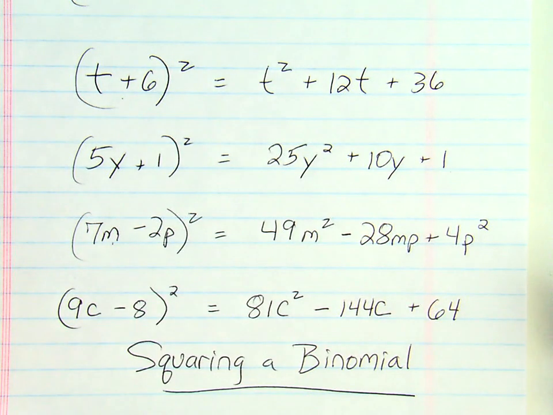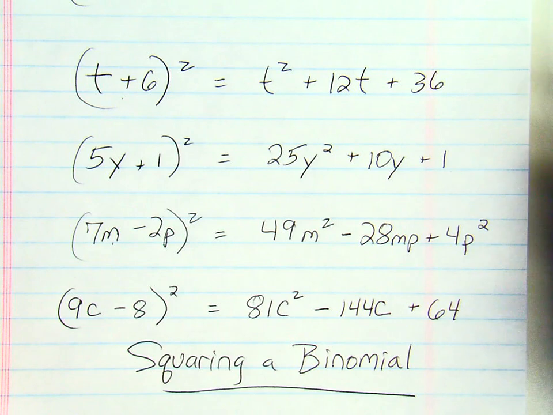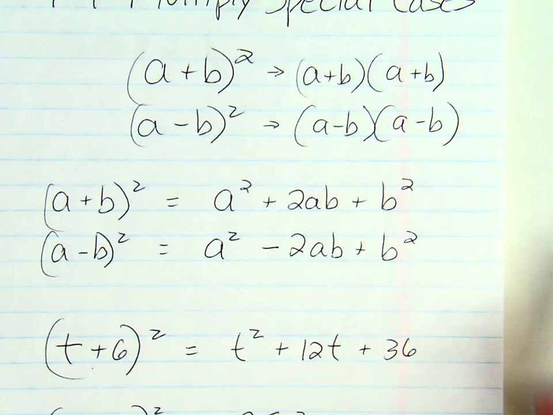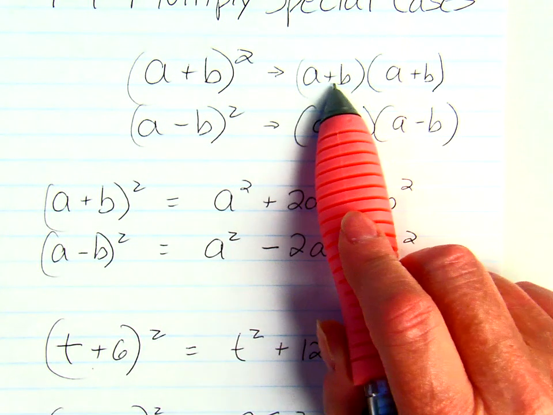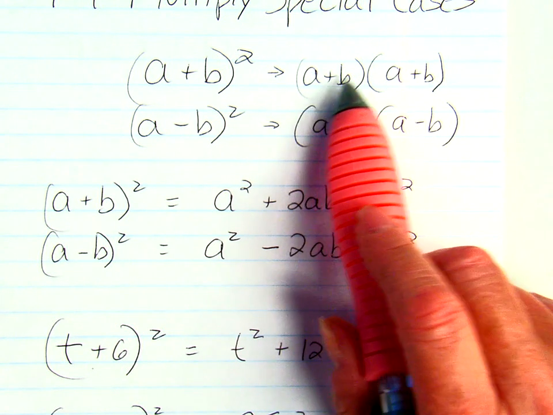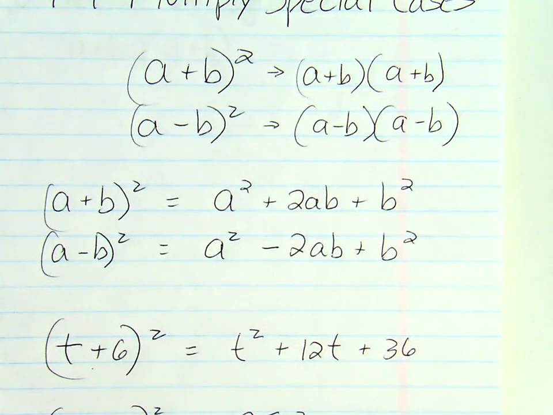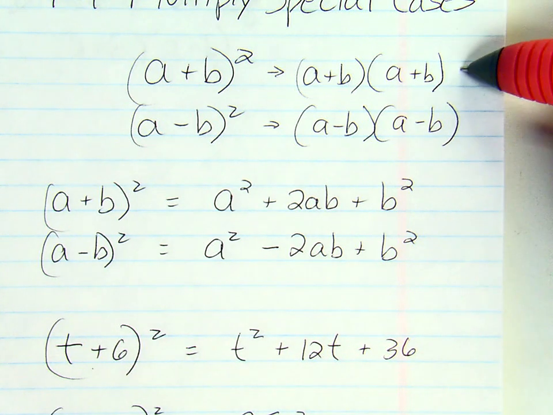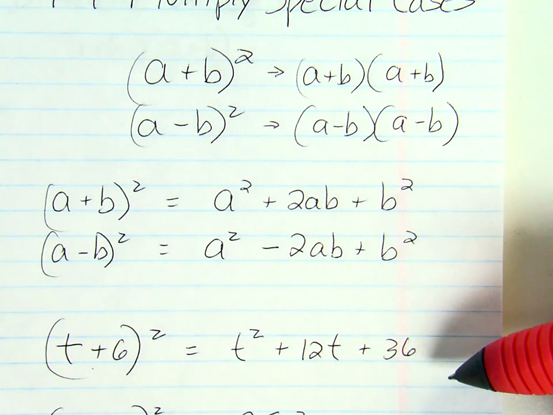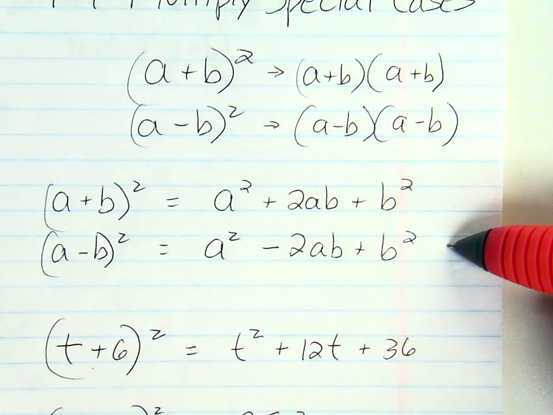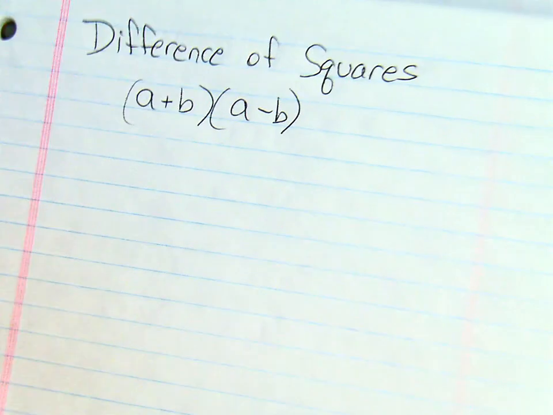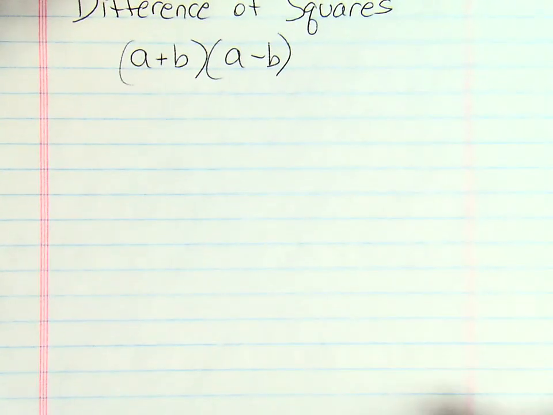And it follows the same pattern. Now remember, if you can't remember the pattern, think about the fact that you can FOIL this if you need to. You can stack it. You can solve it any way you want. This just makes it faster and easier. Okay? So then we are moving on to the difference of squares.